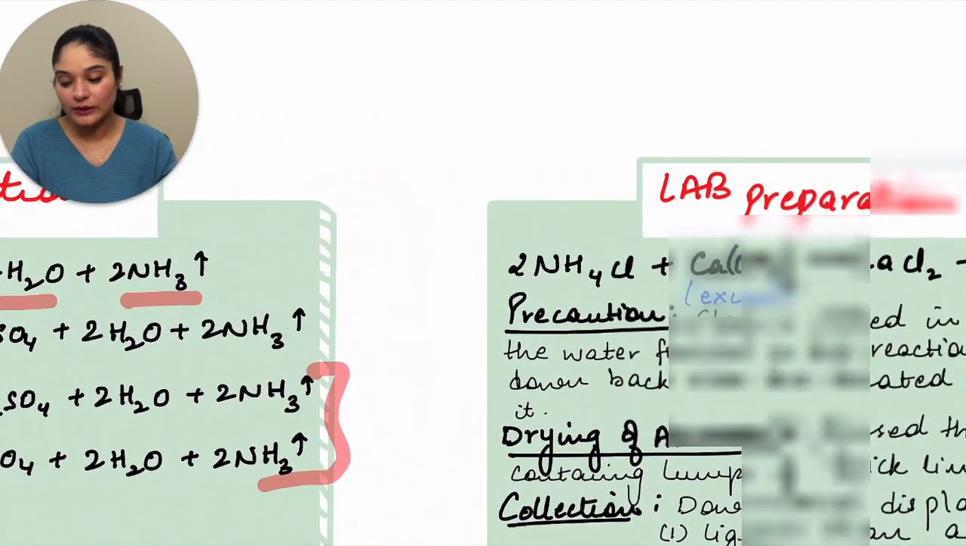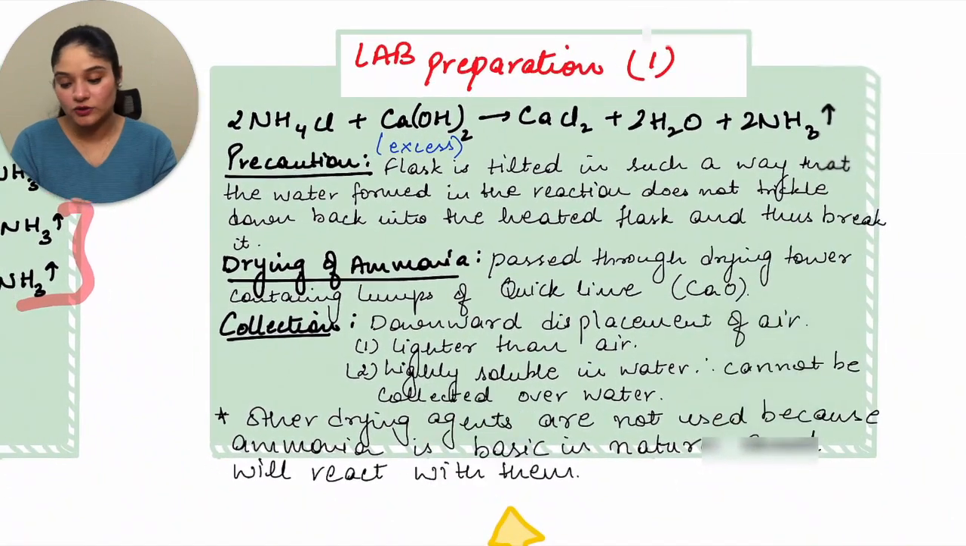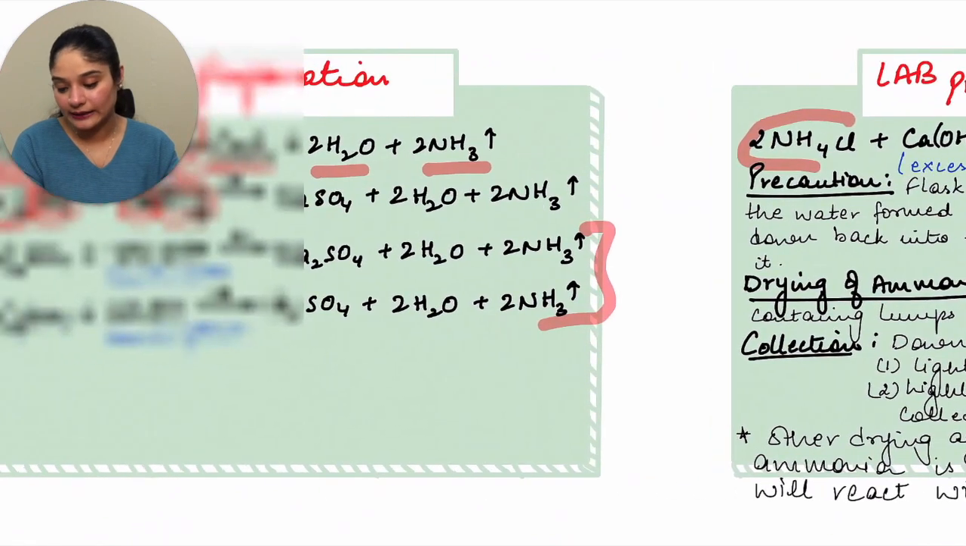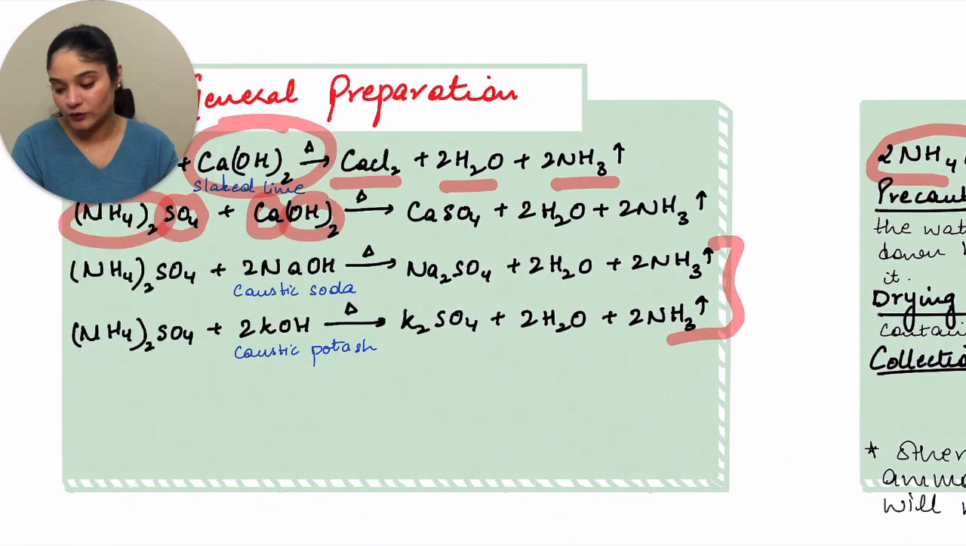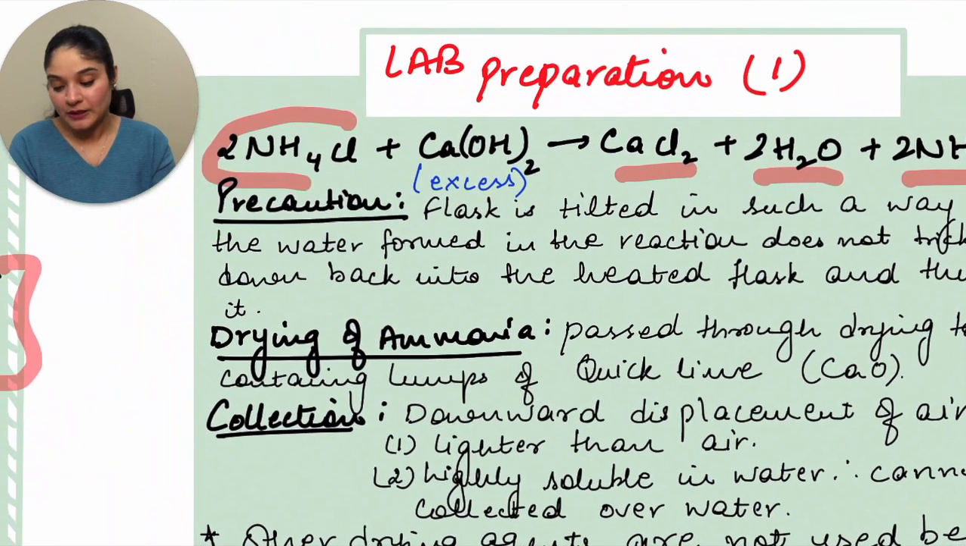Now let's move on to the lab preparation. As I mentioned, you have two different lab preparations. This is the first one. The diagram for this lab preparation is on the third screen. When you download the notes, you'll find it on the third screen. So let's look at the equation. NH4Cl reacting with slaked lime. This is the first reaction from the general preparation. You'll get CaCl2 plus water plus ammonia gas. And in this case, your alkali is present in excess.